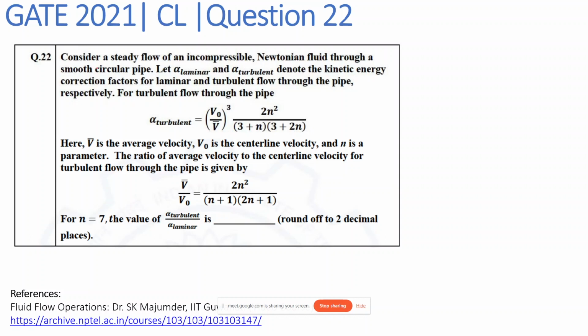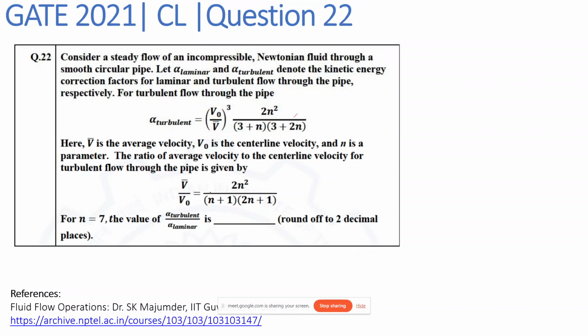The question states that consider a steady flow of an incompressible Newtonian fluid through a smooth circular pipe. Let alpha laminar and alpha turbulent denote the kinetic energy correction factors for laminar and turbulent flow through the pipe. For turbulent flow, alpha turbulent is given by this equation, where V bar is the average velocity, V naught is the center line velocity, and n is a parameter. The ratio of the average velocity to center line velocity for turbulent flow through the pipe is given by this equation. For n equal to 7, the value of alpha turbulent upon alpha laminar is dash.